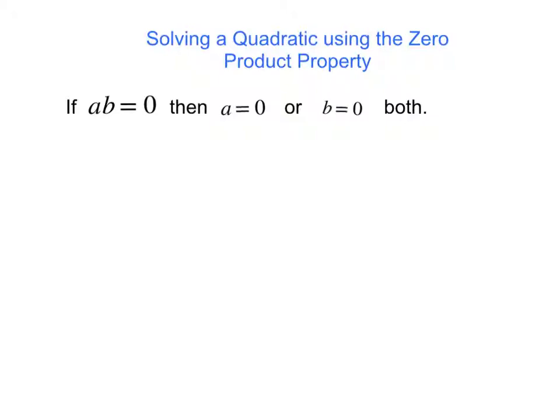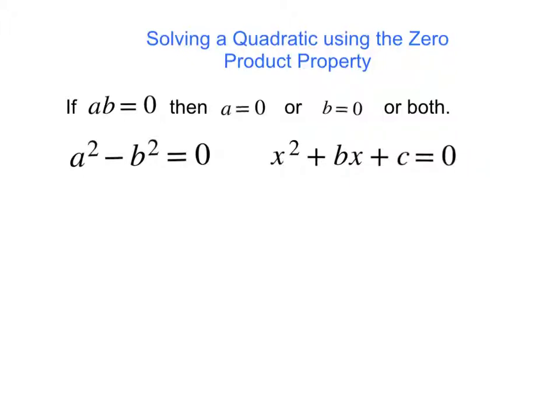Well, first let's talk about this zero product property thing. If A times B equals 0, then either A has to equal 0 or B has to equal 0. Ooh, it should say or both. Let's fix that. Okay, so now it's if A times B equals 0, then A equals 0, or B equals 0, or both. Now how do we use that? Well, let me show you a couple examples real quick.